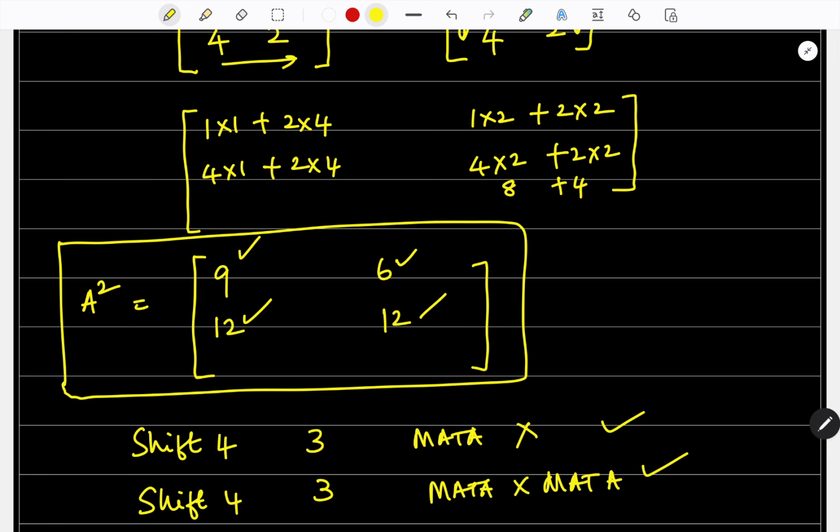Again I'm telling, calculator is used only for checking. You are not supposed to write the answer directly. You are supposed to write all the row operations. First row, first column, second row, first column, like this.